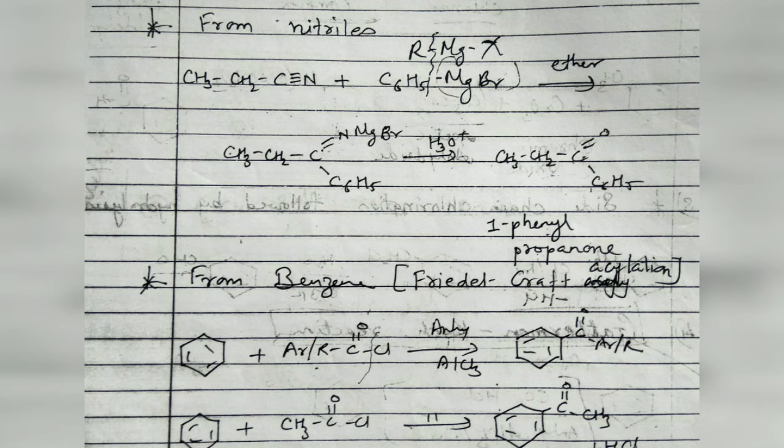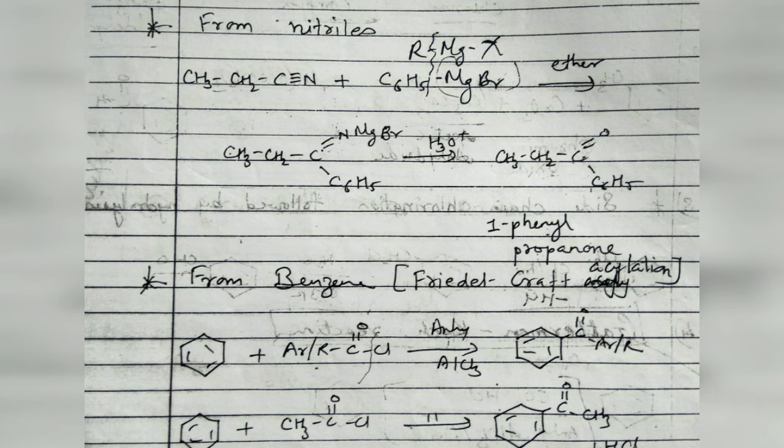Okay, from nitriles, dear students. We have to take this nitrile, that is C triple bond N, along with RMgX. What is R here? Your benzene ring, and MgX, Mg as it is, and X is Br. In the presence of ether, what will happen? One bond will break, and your R, like C6H5, gets attached to the carbon, with double bond N MgBr. Further, treatment with acid is going to give you 1-phenyl propanone.